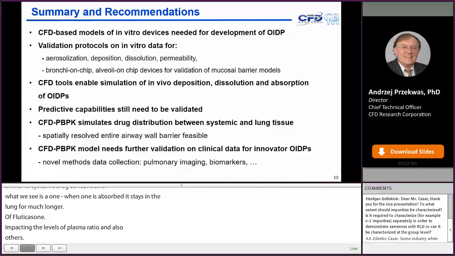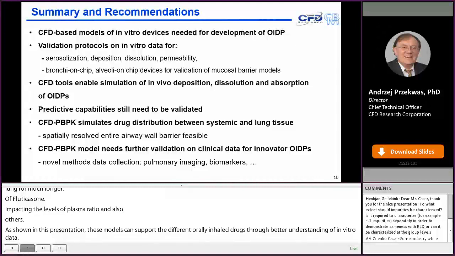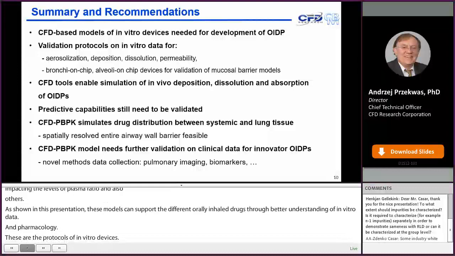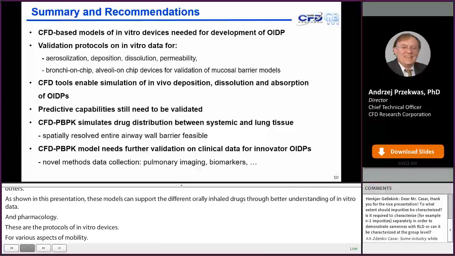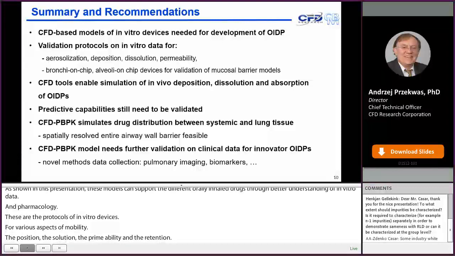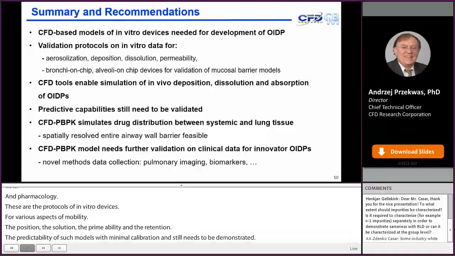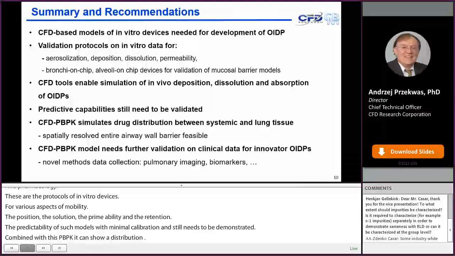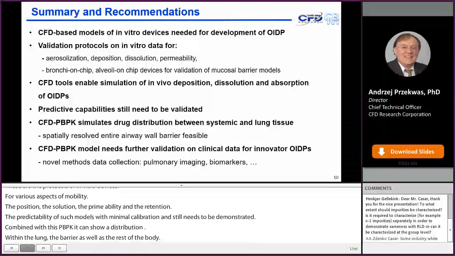More rigorous model validation protocols on in vitro devices are needed for various aspects of pulmonary delivery, deposition, dissolution, permeability, and retention. Predictive capabilities of such models with minimal calibration still need to be demonstrated. Combined CFD-PBPK can simulate regional lung distribution within the lung barrier as well as in the rest of the body. Further validation of CFD-PBPK models is needed on clinical data for approved and innovative drugs using refined data collection protocols such as pulmonary imaging, plasma data, post-administration biomarkers, and others.